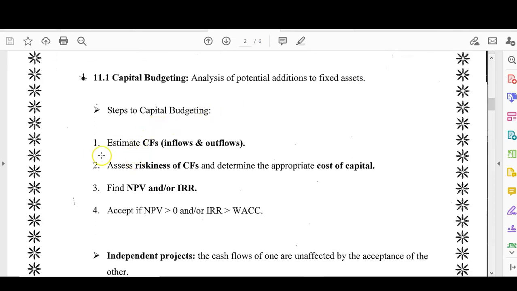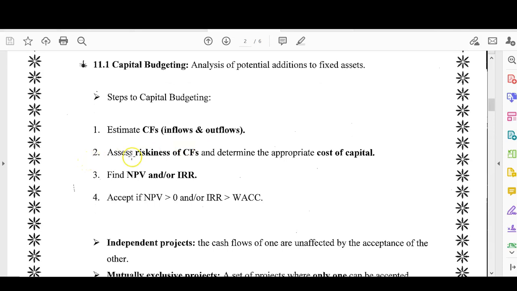Steps to capital budgeting. Step 1, estimate cash flows, inflows and outflows. So usually we would have an initial cash outflow as our initial cost, and then during the project we would have future potential inflows after we make the purchase. Step 2, assess riskiness of cash flows and determine the appropriate cost of capital. We will have to assess the risk level of the project, and that determines our expected rate of return or cost of capital, R, as our discount rate.